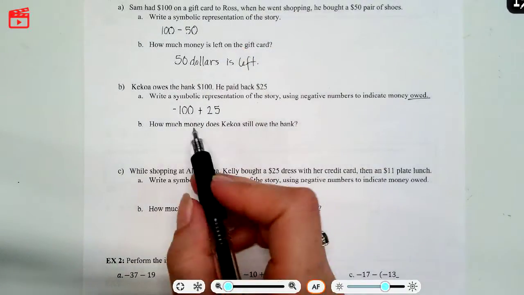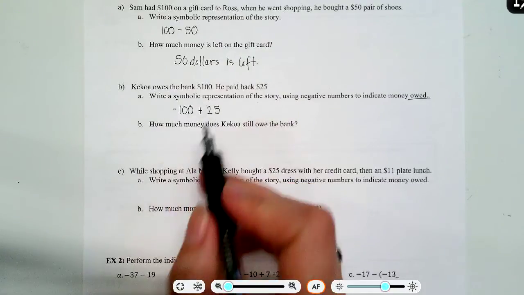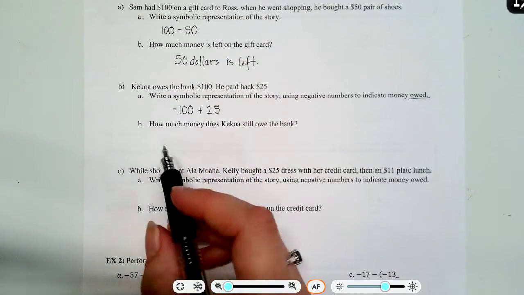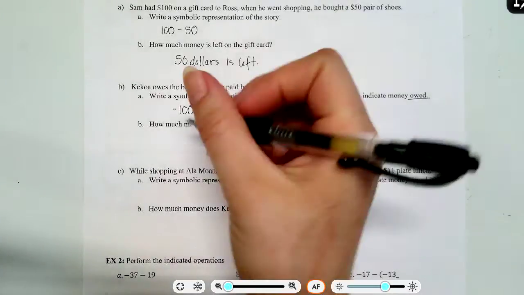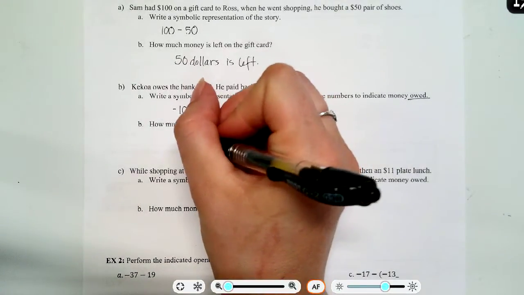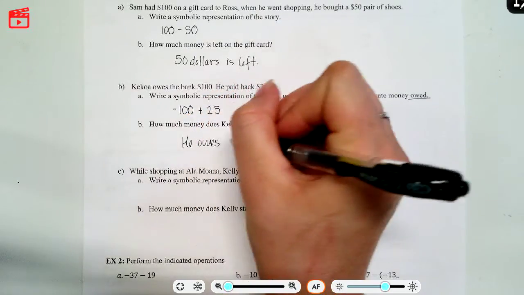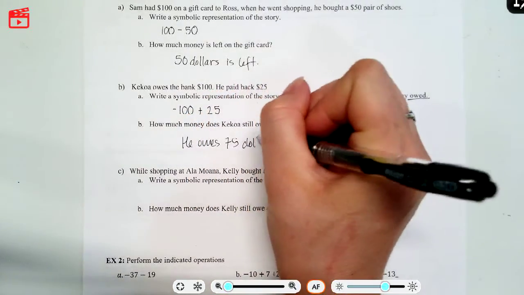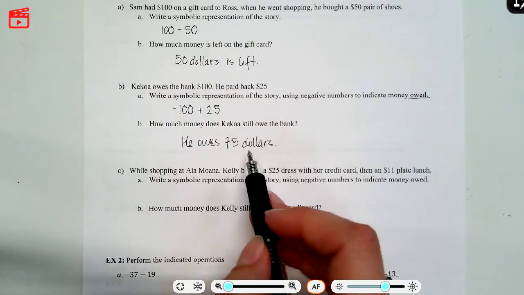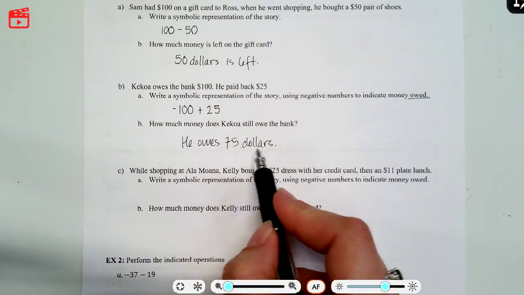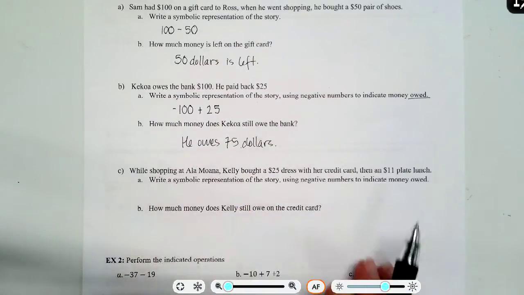He owed the bank $100 and he paid back $25. The question: how much money does Keikoa still owe the bank? Well, he owed the bank $100 and he just gave back $25, which means he owes $75. Okay, so remember when we're answering word problems, you want to answer in word form. So you're going to answer with a complete sentence and a period and your units, plus a capital first letter.